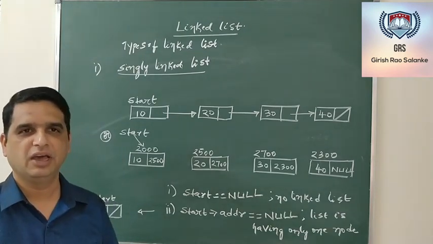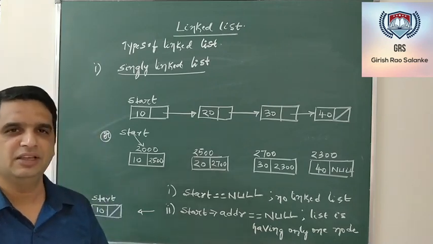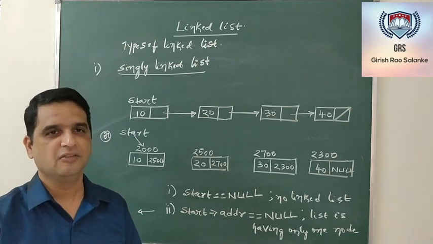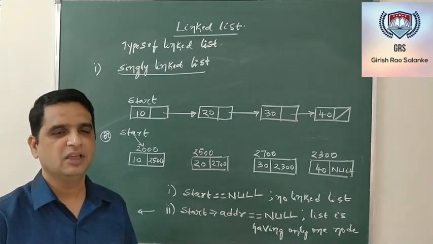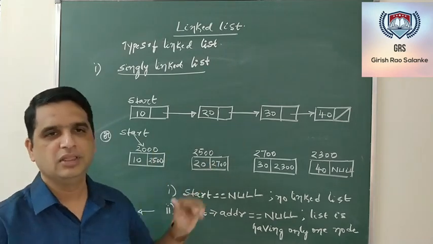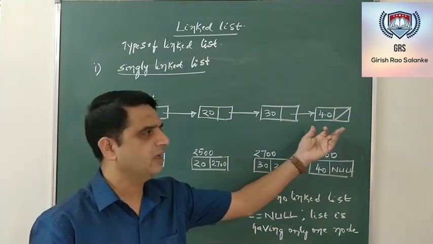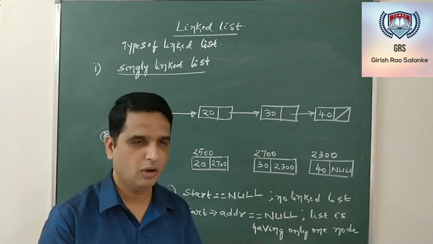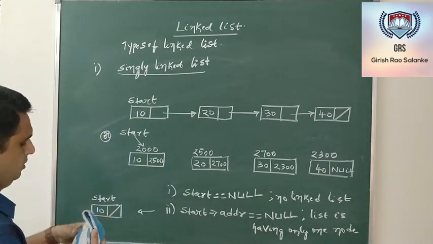So this is about a single linked list. The first type is called a single linked list, wherein each node contains the address of the next node, and the last node in its address field will be holding null. Now moving on to the second type of linked list.